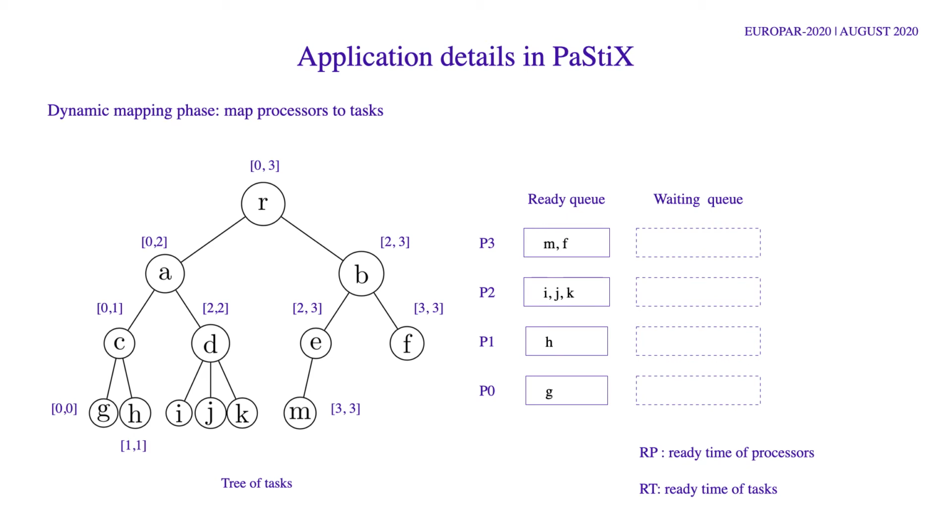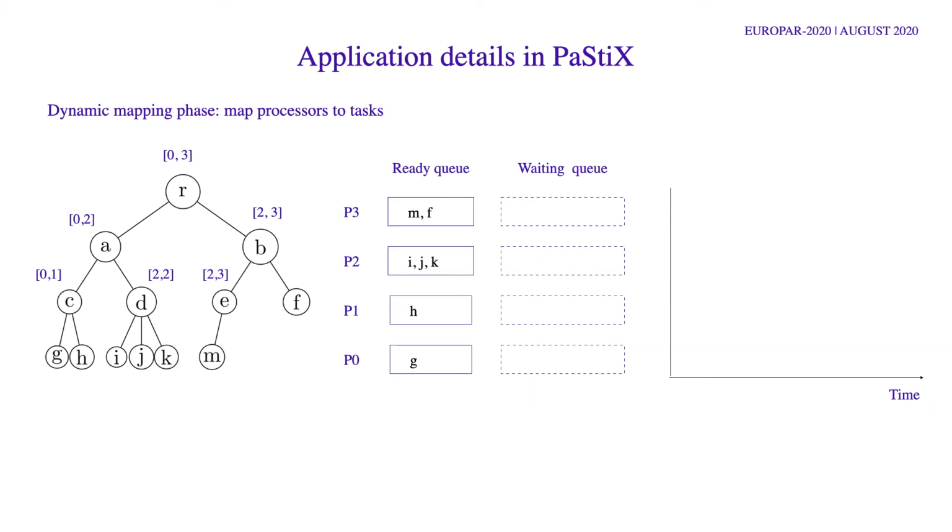Each processor has a ready time. It represents when this processor finishes the current job and can start another job. Each task also has a ready time. It is calculated as the time it receives all input files from its successors.